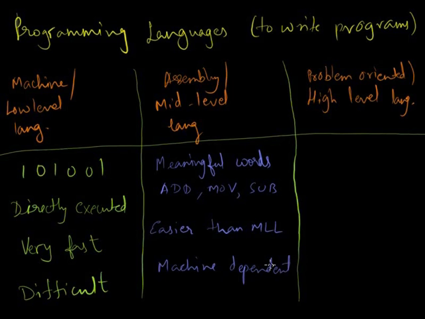There are a lot of processors and computers available in the market. Everyone defines its own assembly language. Like we have Intel, we have AMD, we have the ARM architecture. So these processors have their own assembly languages. Okay, now let's move on to the problem-oriented or high-level languages.